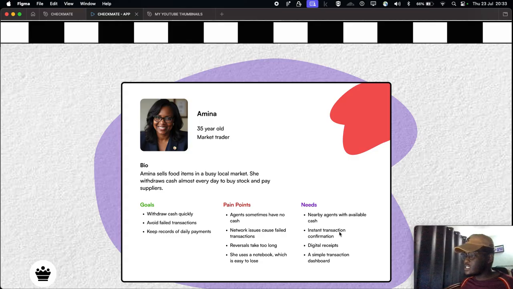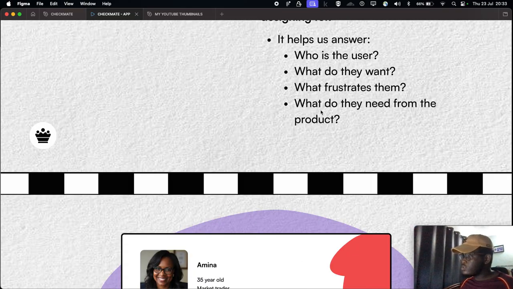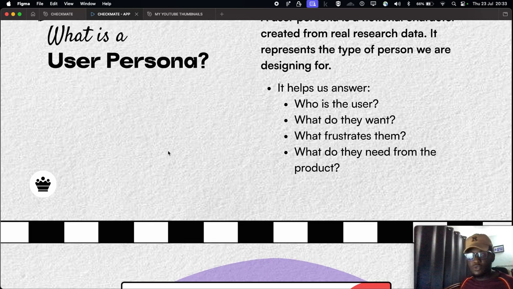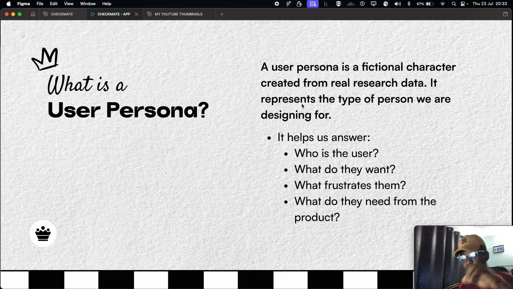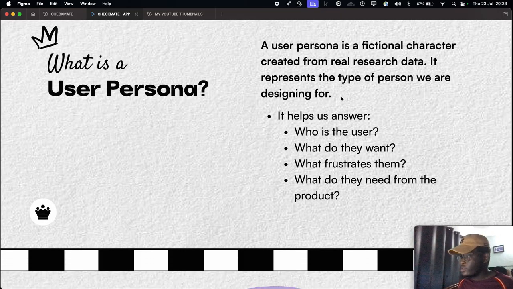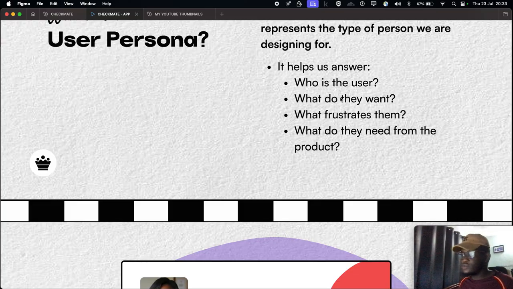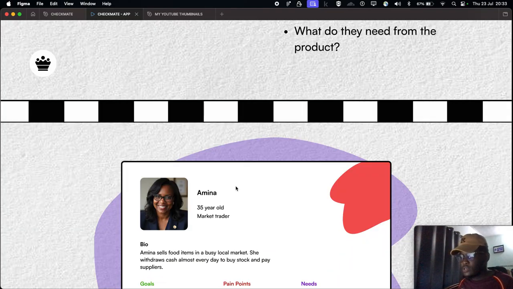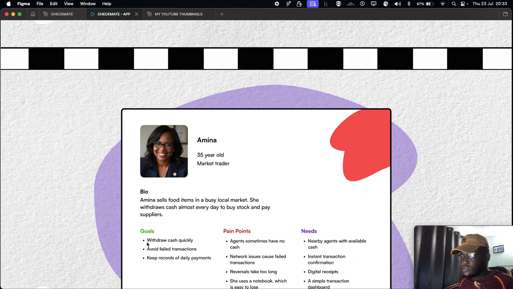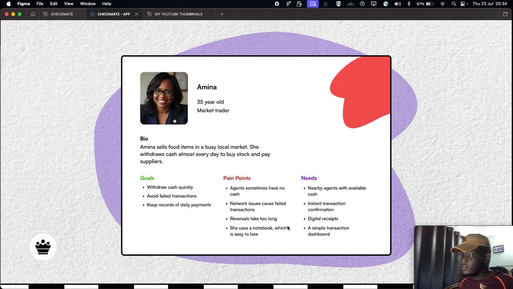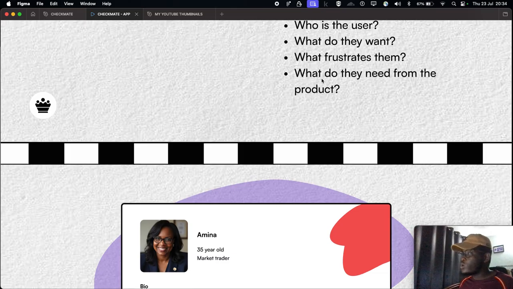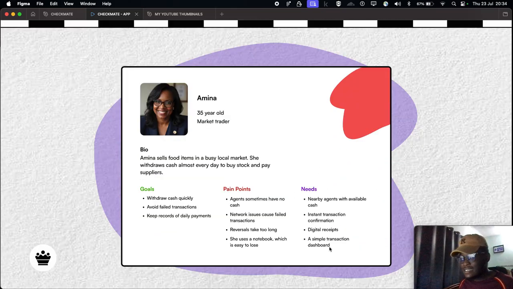And then what does she need? What do they need from the product? So we have been able to see what a user persona is, right? A fictional character, but created from real research data. Emeka was created from Victor, Emmanuel, and my research data. Do you understand? We have said that a user persona helps us to understand who the user is, which is Amina. What do they want? These are our goals. What frustrates them? Our pain points. And what do they need from the product? Her needs.